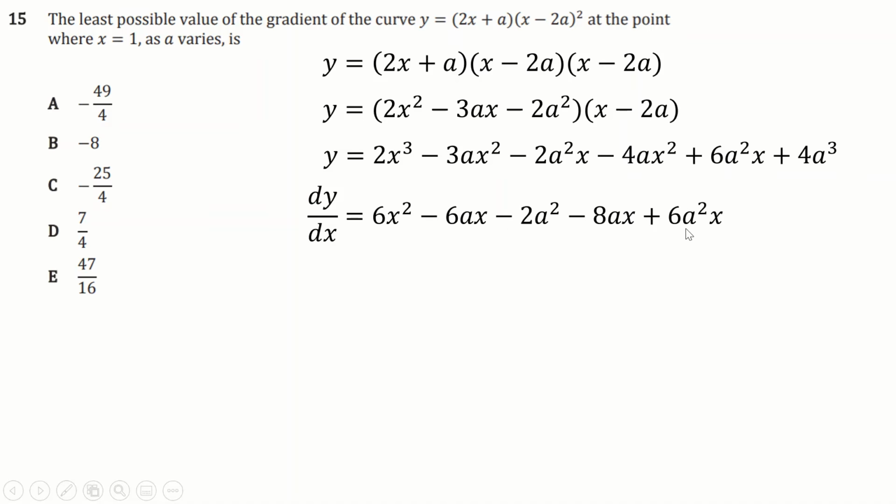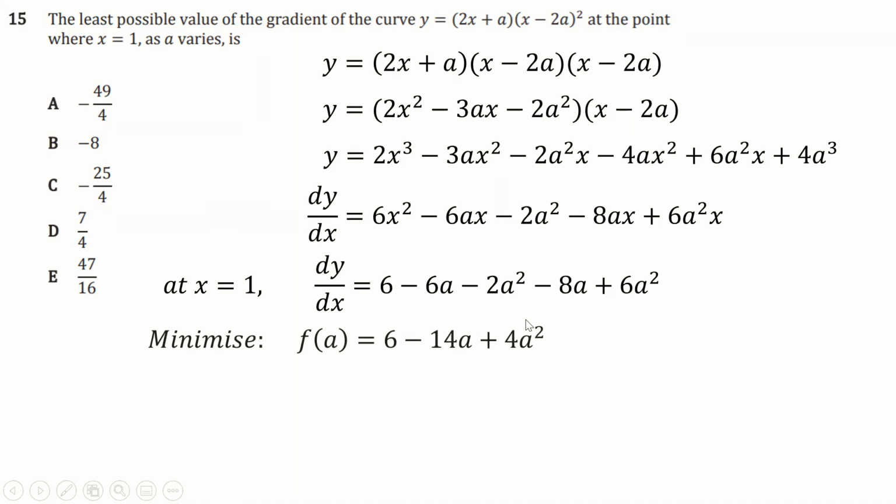Now, this is at the point x is 1. So I'm just going to put x as 1 in, which is nice because nothing happens. You just simplify that up. And it's now asking me to minimize this. It's asking me to minimize the gradient at x equals 1. So I'm just trying to minimize this thing here.